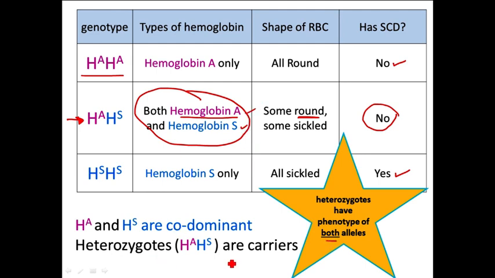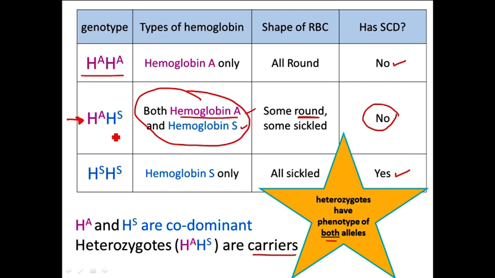And we call these carriers, okay? So people who have one of the disease alleles and one of the normal alleles are carriers of this disease. They don't have it themselves, but they can give it to an offspring, okay? And they have a 50% chance of passing that diseased allele onto offspring.